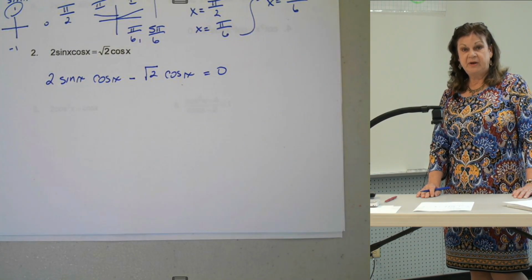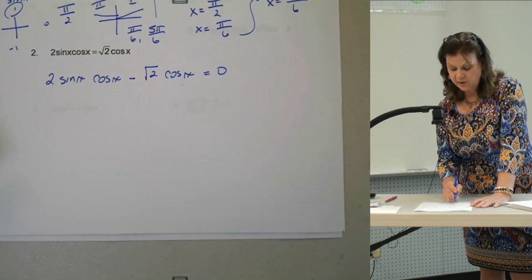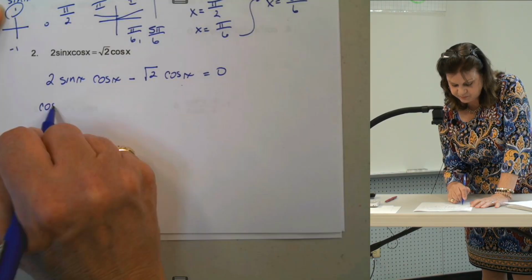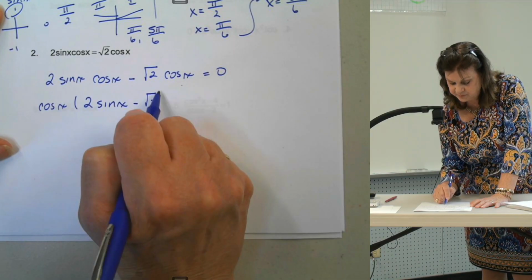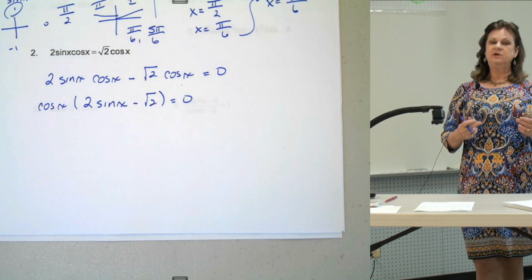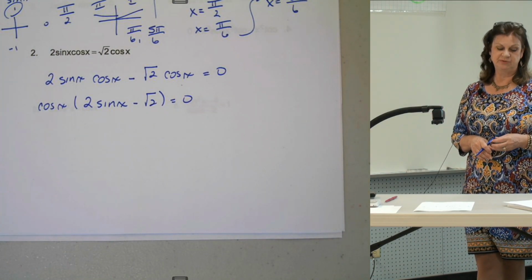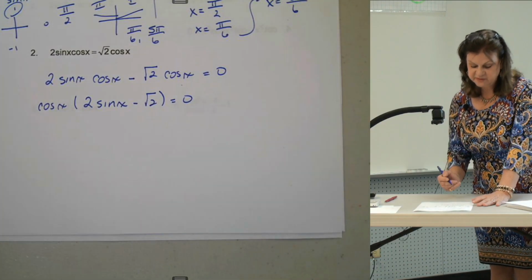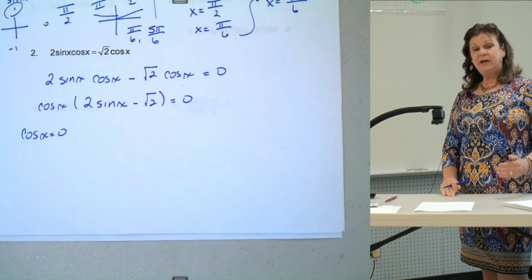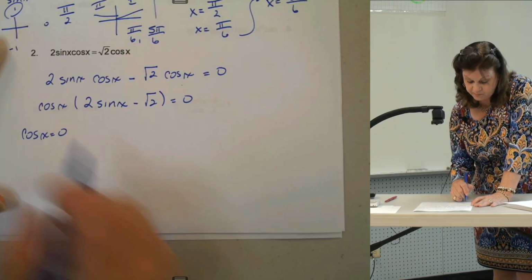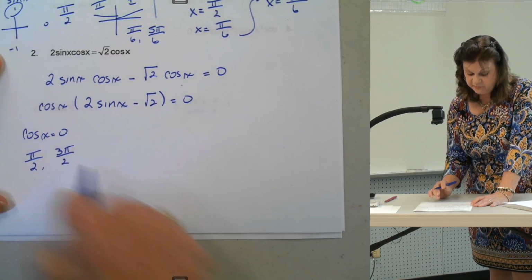All right. Now, what's our common factor here? The first rule of factoring, of course, is to look for a common factor. It's the cosine x. I'm going to take that out, and that leaves me with 2 sine x minus root 2 equals 0. So there are my 2 factors: cosine x, and 2 sine x minus root 2. I'm going to set the first factor to 0. Cosine x equals 0. So I'm asking what angle has the cosine of 0? And of course, that's going to be pi over 2 and 3 pi over 2.